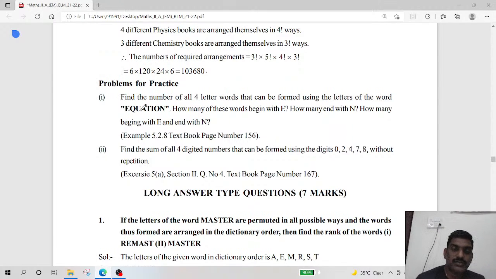Okay. Next, find the sum of all 4-digit numbers that can be formed using the digits 0, 2, 4, 7, 8. The formula involves the sum of all the digits, 0 plus 2 plus 4 plus 7 plus 8, times 1111, minus the 3-digit numbers, that is 0 plus 2 plus 4 plus 7 plus 8 times 111. Simplify the answer.